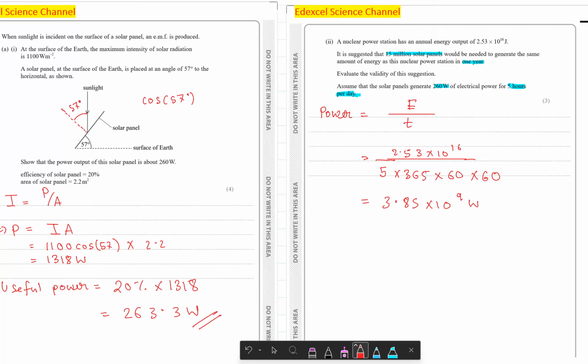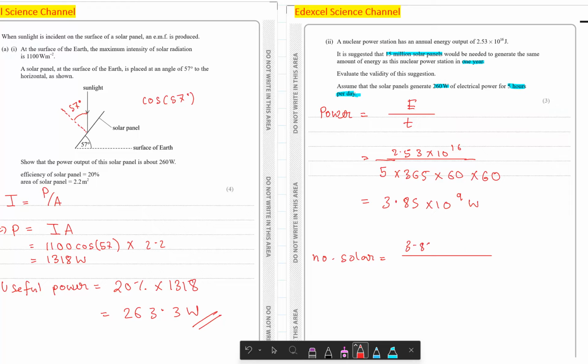Now, we know from the previous question that one solar panel will produce 260 watt, but the power required is 3.85 times 10 to the power 9 watts. So if one produces this much, how many solar panels will be required to produce this amount? We can find it out by dividing the values.